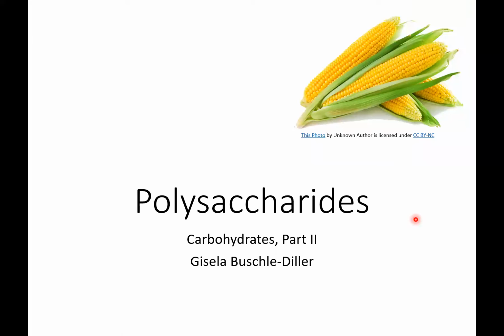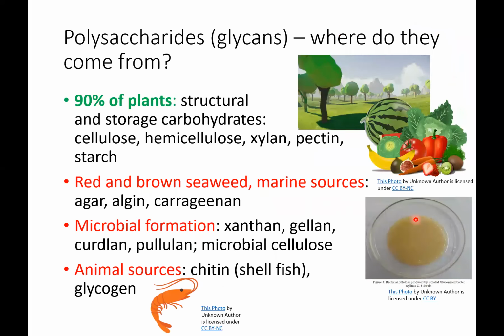We talked about monosaccharides and oligosaccharides the last time. So today we will focus on polysaccharides as the second part of carbohydrates, and on their extraction and their analysis in the second part. Polysaccharides are very, very common. They are 90% of the plant material, and they occur as structural or as storage carbohydrates.